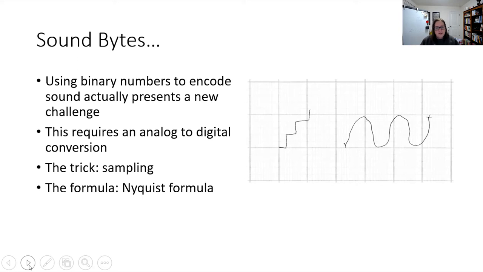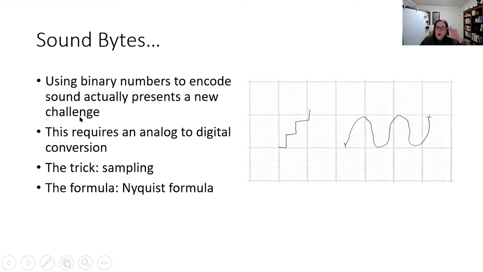But now, to deal with sound, we actually have to translate from one kind of physical event to another. We believe that sound is expressed as waves. In the natural world, it occurs as waves. It is, in fact, an analog event.